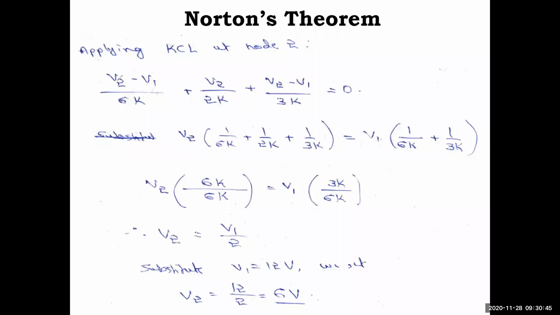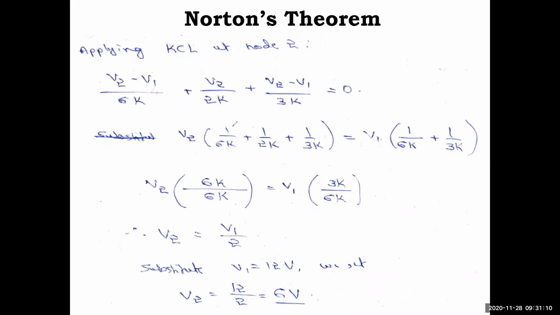So now we have written this equation for V2. Now we will group the V1 and V2 terms. I have V2 by 6k, V2 by 2k, and V2 by 3k. I have grouped them straight away to avoid the number of steps. Then V1 I have separated, and on the right side I have taken V1 by 6k and V1 by 3k. Now I know the value of V1, but before that I am simplifying this.